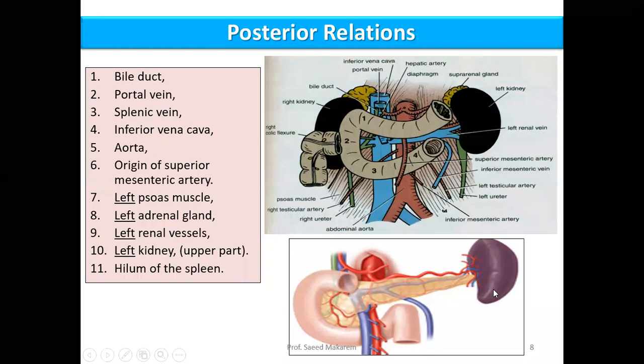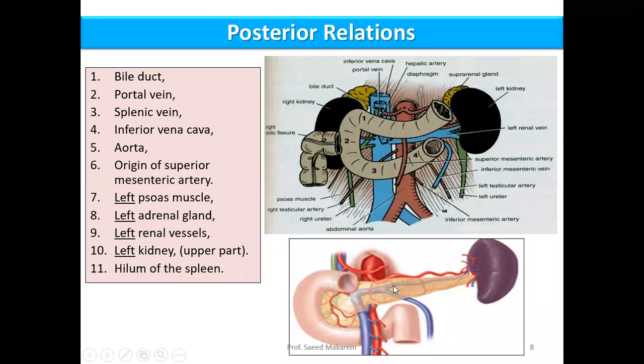Then the splenic vein throughout the body. As you can see here, this is the splenic vein. This is the inferior mesenteric vein, which is draining into the splenic vein. This is the superior mesenteric vein. So here you can see the splenic vein, portal vein, splenic vein, and the bile duct. Here is the bile duct.